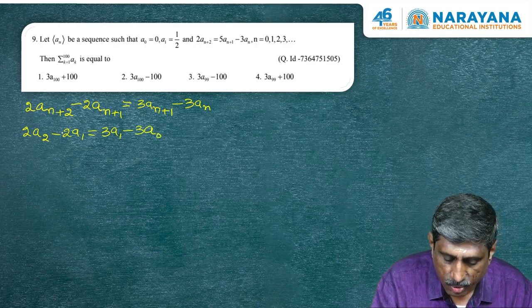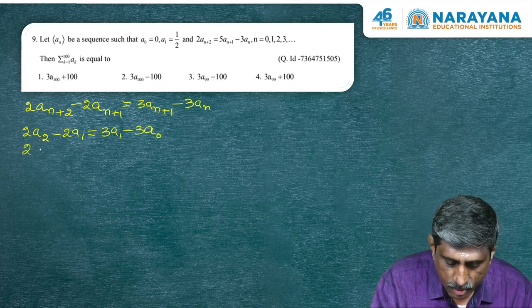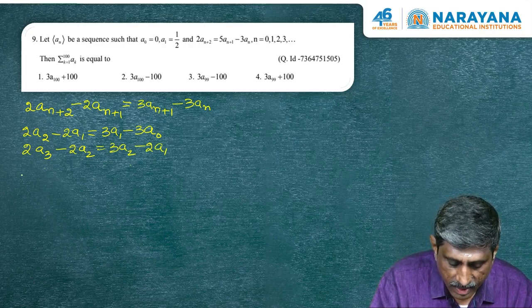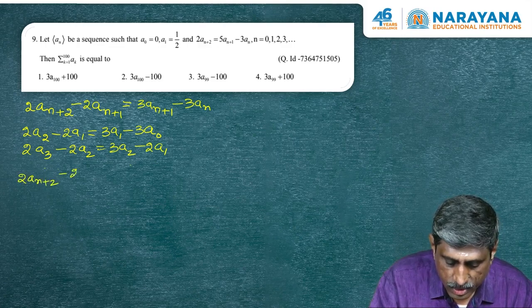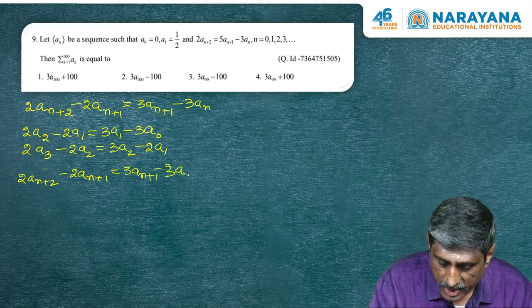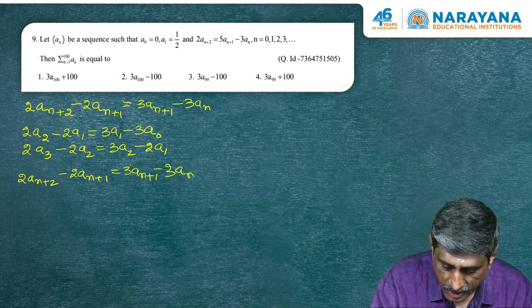When you put n = 1 here, 2a_3 − 2a_2 = 3a_2 − 3a_1, and so on. If you consider 2a_{n+2} − 2a_{n+1} = 3a_{n+1} − 3a_n, this is also 3 times.